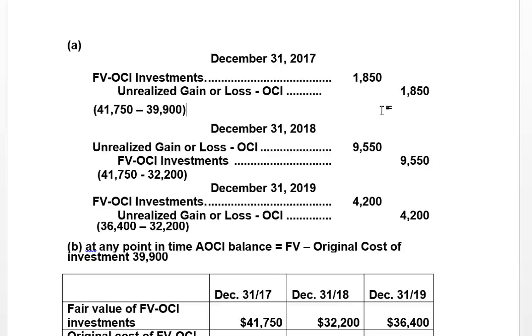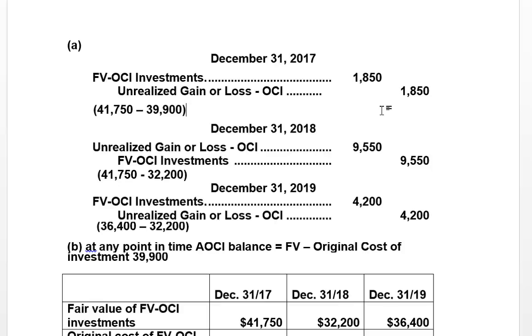What we need to do, first of all, is to prepare adjusting entries at the end of each year in order to set the portfolio to its fair value. And don't forget, our portfolio only has one company's investments in it. And then what we need to do is calculate the value in our AOCI account in the shareholders' equity section at the end of each year. And then we're going to have a sale in a subsequent year of the fair value through OCI investment. So let's begin with Part A.